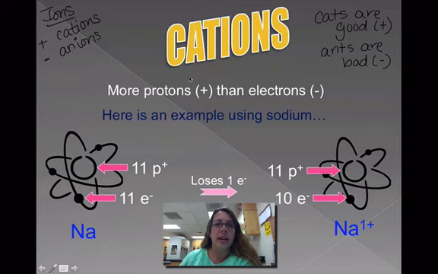All right, so with a cation, the deal with the cation is that your protons are greater than your electrons. You have more protons than you do electrons. What that means then is that you lost electrons because we can't change our protons, so if we have more protons, we must have lost electrons. Here's an example using sodium. This would be neutral sodium. There's 11 protons, 11 electrons. Sodium likes to lose 1 electron, so therefore it would have 11 protons still, but now it only has 10 electrons. And if you think of the charge difference there, it's a +1 because I have 1 more positive proton than I do negative electrons.